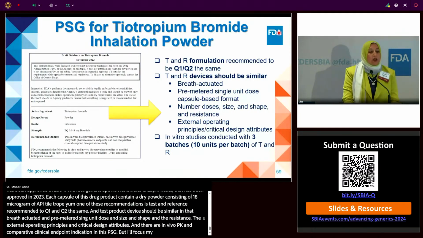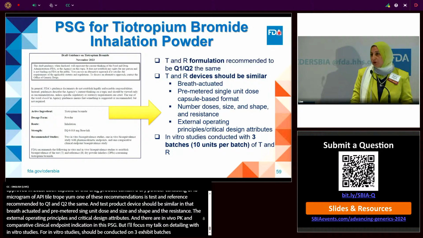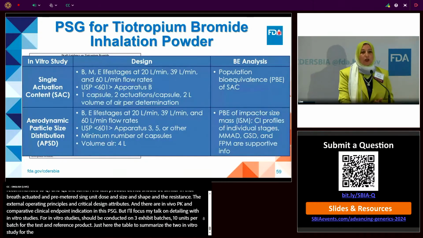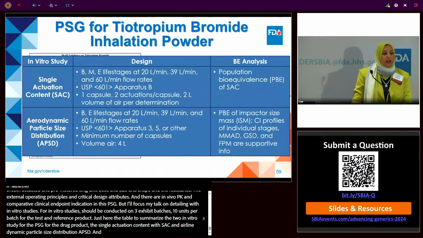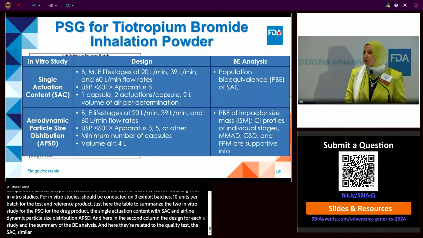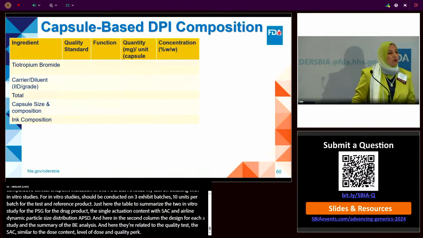The in vitro BE studies should be conducted on 3 exhibit batches, 10 units per batch, for the test and reference product. And here, the table summarizes the 2 in vitro studies in the PSG for this drug product, the single actuation content, SAC, and the aerodynamic particle size distribution, APSD. And here in the second column, the design for each study and the summary of the BE analysis. They are very related to the quality tests: the SAC, similar to the dose content or delivered dose uniformity, and APSD from a quality perspective.